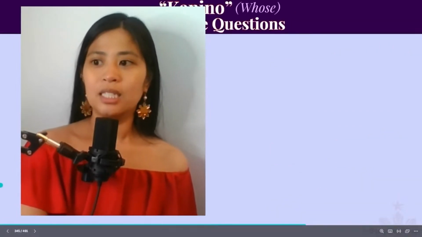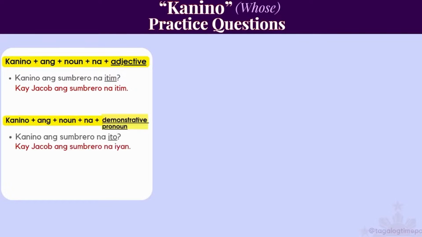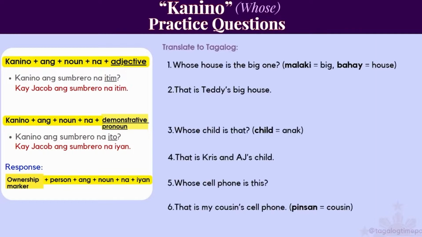Now, let's practice using kanino in a question. So, kanino ang plus a noun plus na plus the adjective. Or kanino ang plus a noun plus na plus a demonstrative pronoun. Kanino ang sombrero na ito versus kanino ang sombrero na itim. And then the response has to have the ownership marker. Remember, kay or kina or sa. Then it's the person. Then it's ang noun na iyan. Or you could just use the simplest answer.